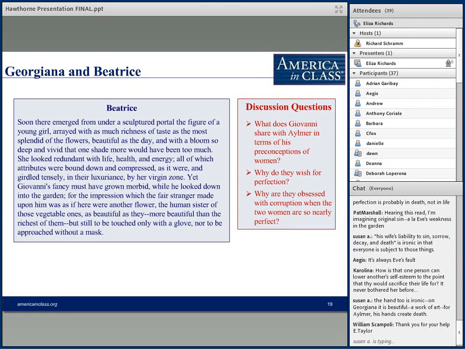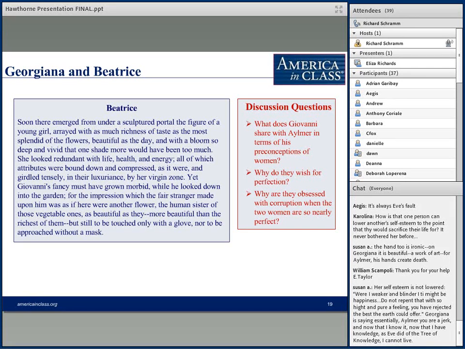So what are some of the ways that Giovanni and Aylmer share preconceptions of women? What are the preconceptions? Why do they want perfection so much? And why, if the women they're watching are so perfect, does that bring such extreme thoughts of corruption into their minds? Those are some ways that the two stories can be compared, and Giovanni and Aylmer can be compared as lovers, one married, one courting in some way. So how would you respond to that? What does Giovanni share with Aylmer in terms of his perceptions of women? Why do they wish for perfection? Why are they obsessed with corruption when the two women are so nearly perfect?